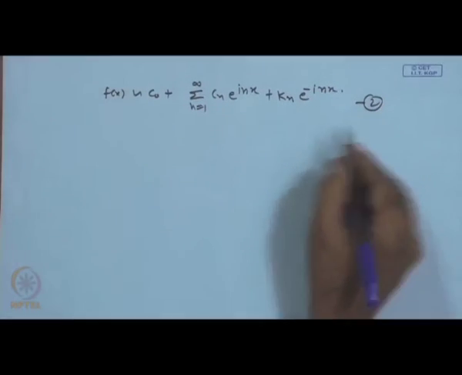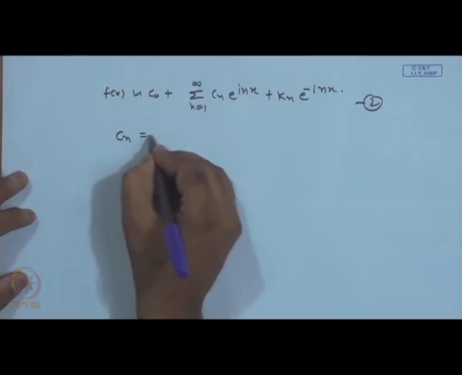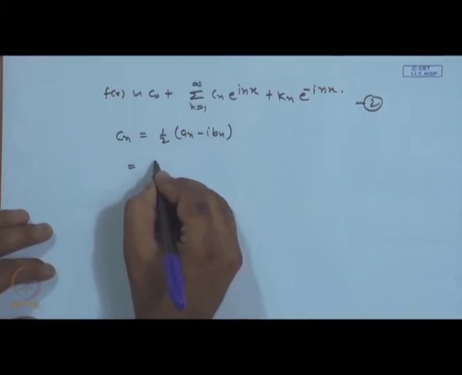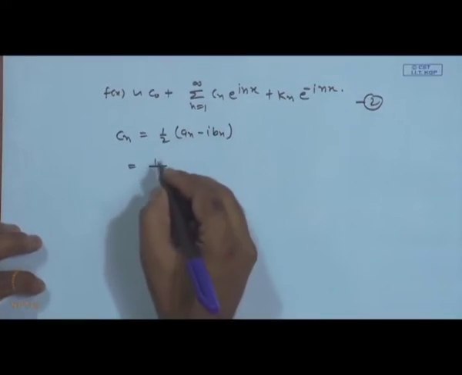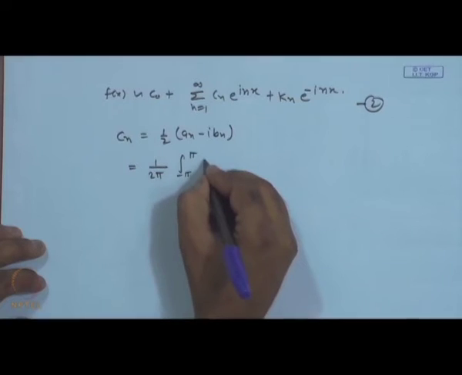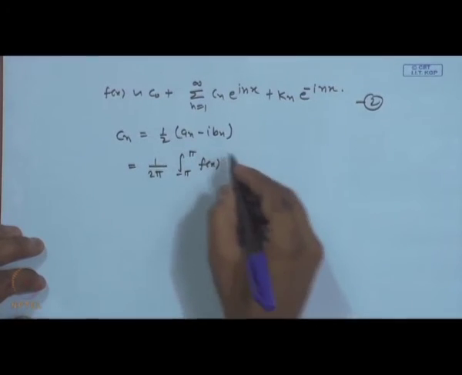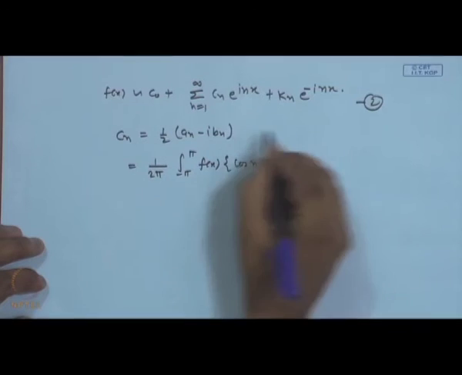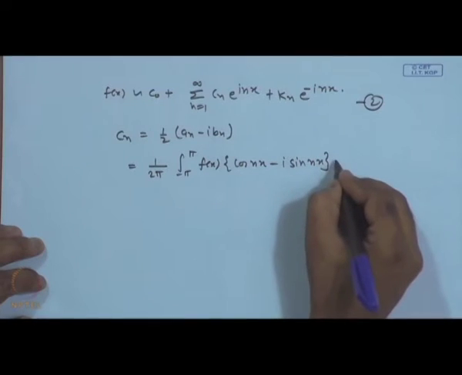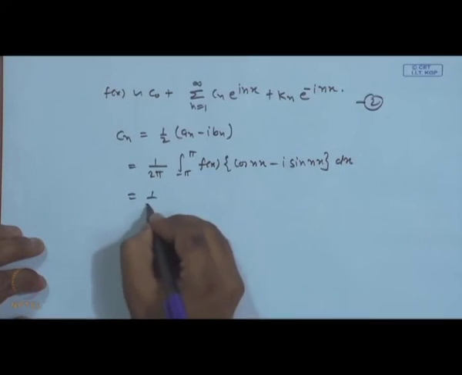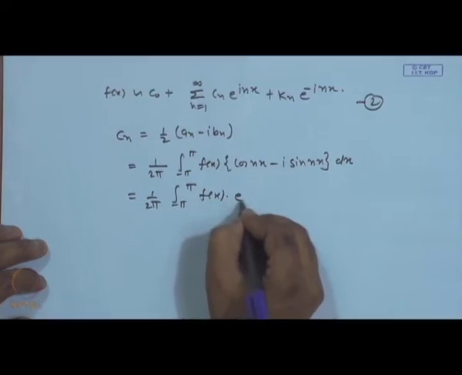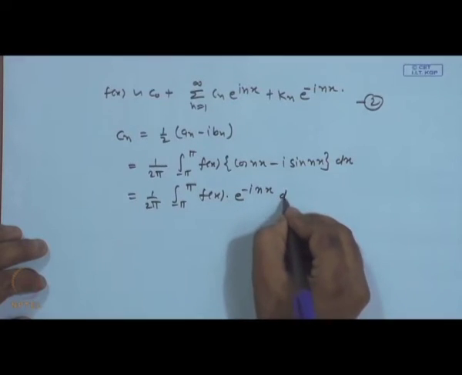This is equation 2. Now, we also see what C_n is again: C_n = (1/2)(a_n - i b_n). We substitute this a_n and b_n, with 1 over pi coming there, so 1 over 2 pi, integral from minus pi to pi of f(x). Here we will get cos nx, here we will get sin nx, so minus i sin nx dx, and this again we can write as the integral from minus pi to pi of f(x) e^(-inx) dx.